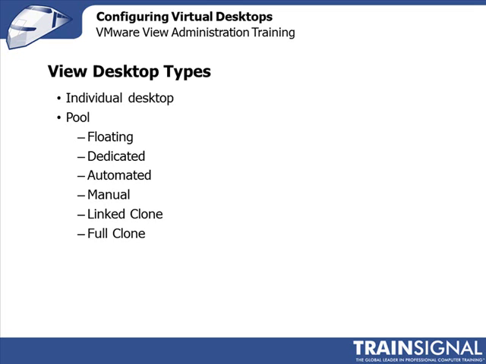So when creating a pool, you have three decisions to make. You can create it as a floating or dedicated, plus an automated or manual, plus linked clone or full clone. The different combinations represent different types of use cases, but there are special combinations that show up more often than others. When we do our demonstration, we'll demo three different combinations. The first will be a floating, automated, linked clone pool. The second one will be a dedicated, automated, linked clone pool. And the third will be a dedicated, manual, full clone pool.